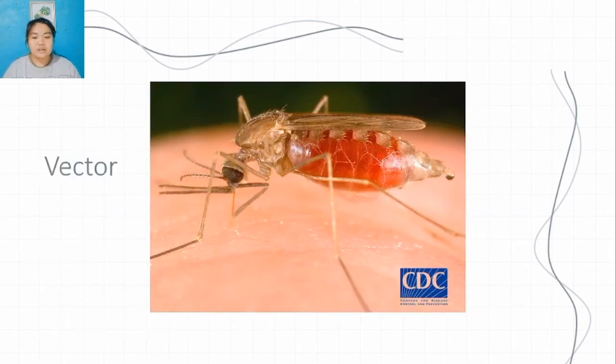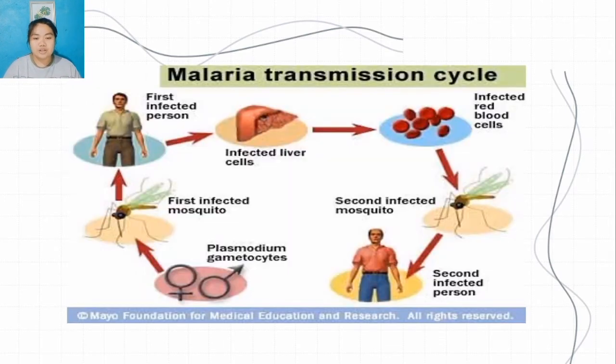So this is the picture of a vector, the Anopheles mosquito, pumping blood, which transmits malaria. So here is the picture of the malaria transmission cycle. The vector that transmits the Plasmodium parasite to humans is a female Anopheles mosquito.